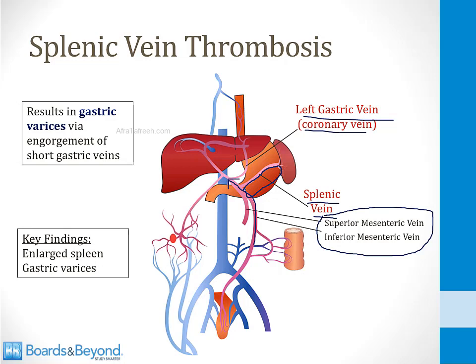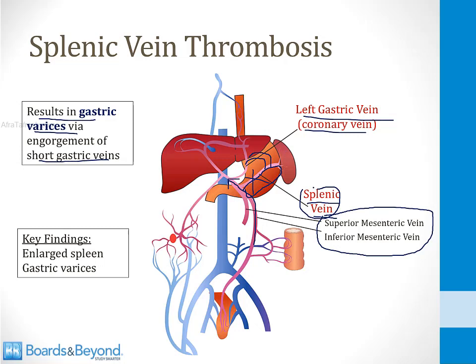So the inflammation of chronic pancreatitis can involve the splenic vein, and that can lead to a thrombosis here, which obstructs the drainage of blood from the spleen. When that occurs, it will dilate blood vessels that connect between the left gastric vein and the splenic vein, and this will lead to the presence of varices in the stomach, and I've written that here for you. A splenic vein thrombosis results in gastric varices via engorgement of short gastric veins, which are connections between the left gastric vein and the splenic vein.